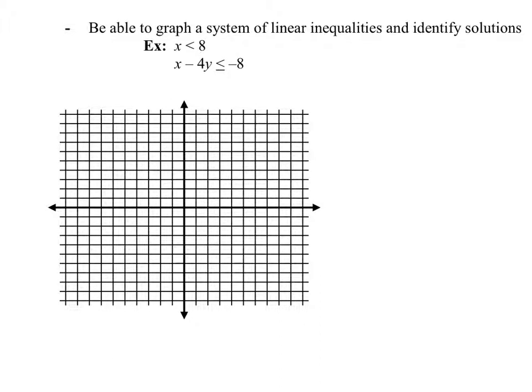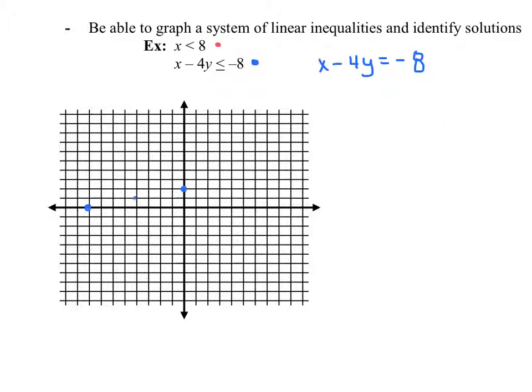So to graph a system of inequalities, the first thing we're going to do is graph each inequality as its own separate inequality. So remember, when you graph, you actually treat it as an equation. So I'm first going to graph x minus 4y equals negative 8, and to do that I'm going to use x and y intercepts. You could use slope-intercept form, but the intercepts are pretty easy. The x-intercept is negative 8, and the y-intercept is positive 2.